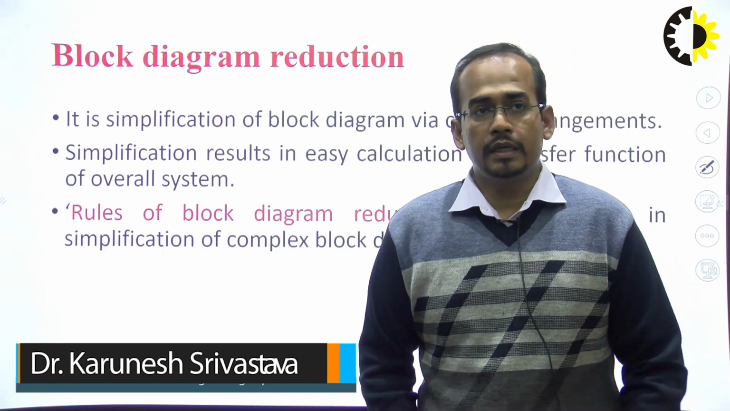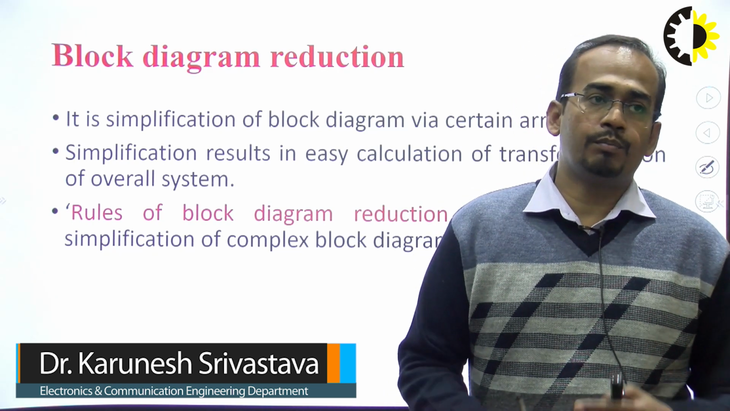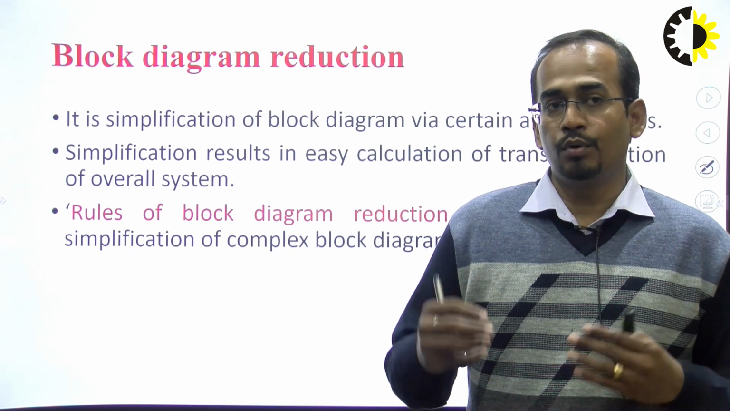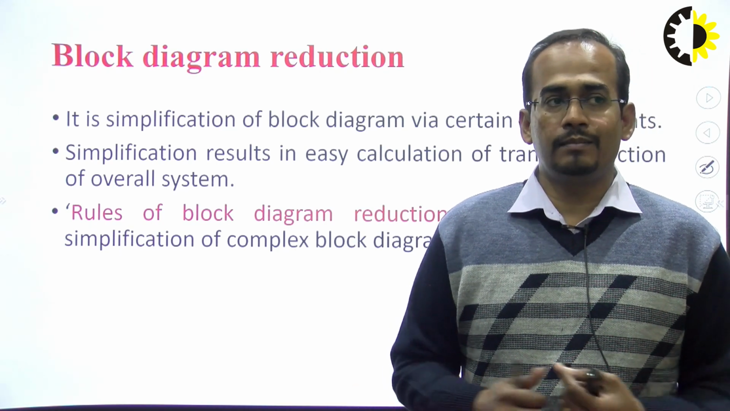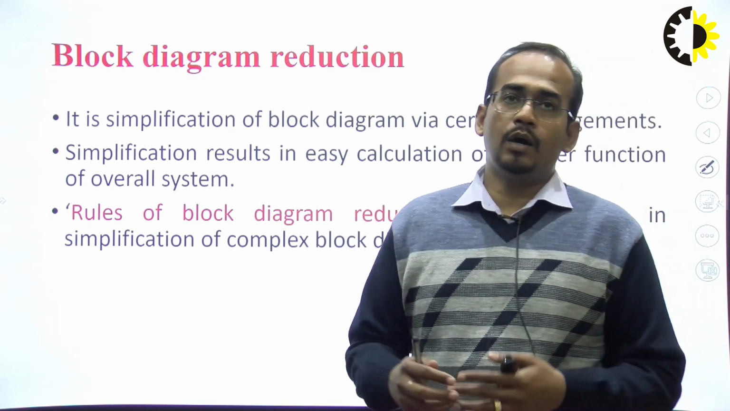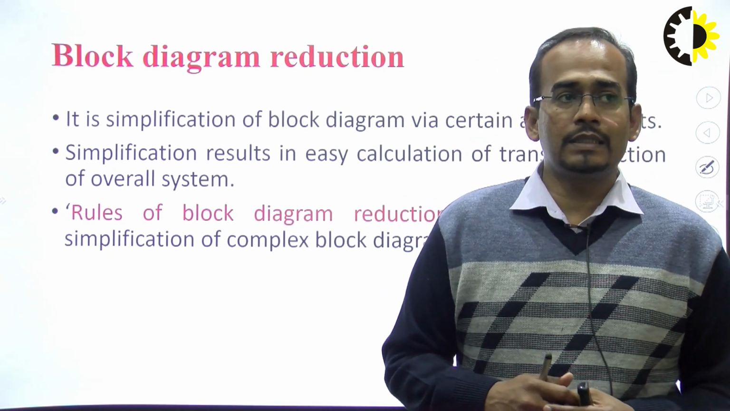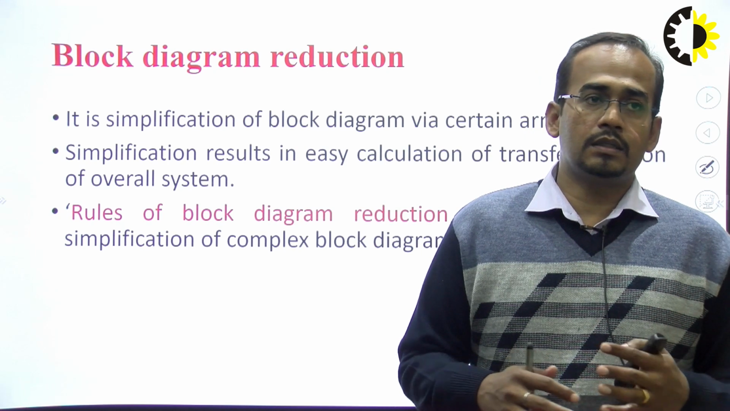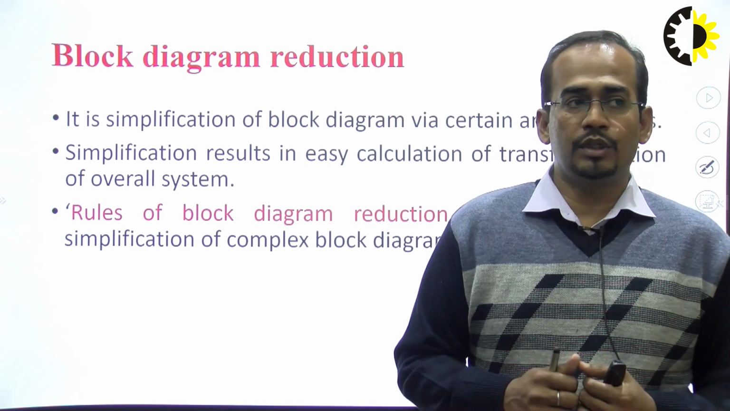As you have already studied, what is the transfer function, what are the components of the transfer function, how will you plot, what are the poles, what are the zeros, how will you draw the pole zero diagram for a given transfer function, and how can you comment on the stability of the transfer function. So, first of all, what is block diagram reduction? It is the simplification of a block diagram via certain arrangements.